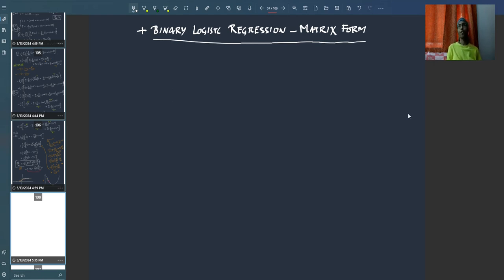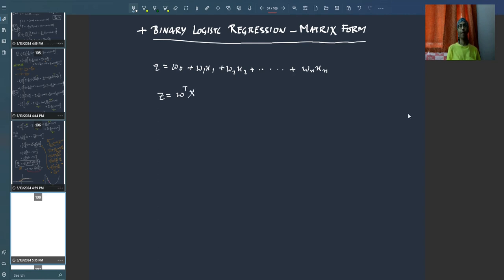Let's say our z function is not that simple. It's quite complicated. Z is equal to W0, we are using, instead of A0s, W0s, W0, W1 x1, W2 x2 plus dot dot dot. Let's say there are n features. So this becomes the equation. Now we can write it as Z is equal to W transpose into X, where W is the matrix of these weights.